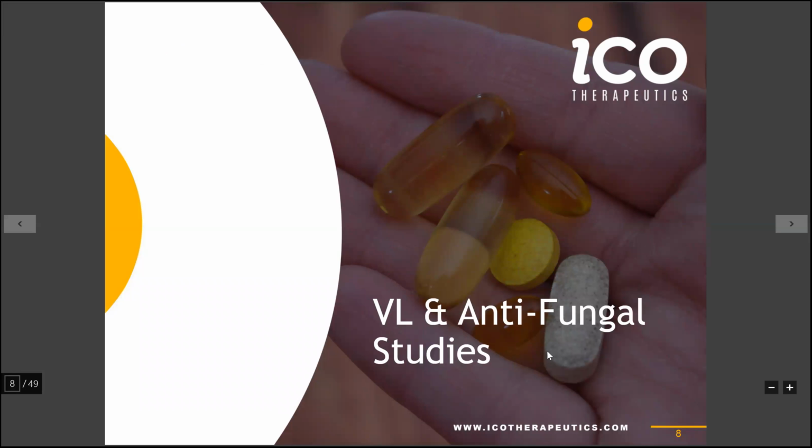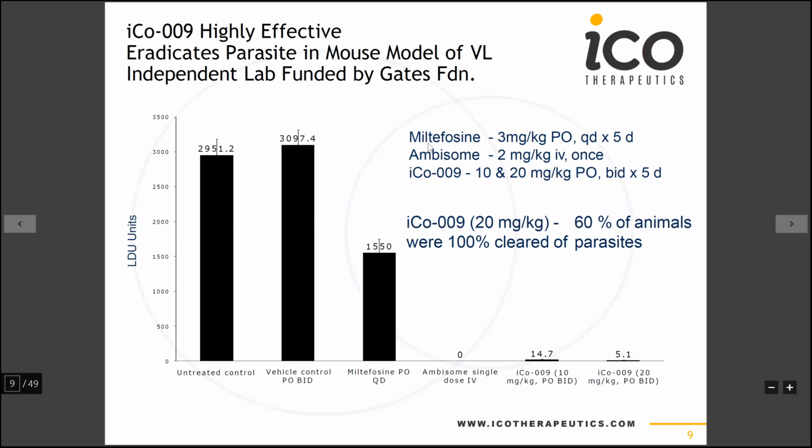So the first set of studies that we did were visceral leishmaniasis studies, as well as antifungal animal studies. And so we developed a formulation, which is a mono and diglyceride reverse micelle formulation. One of the first studies that we did was actually funded by the Bill and Melinda Gates Foundation. And they had a validated VL, visceral leishmaniasis model in mice that they use as a screen to test many drugs. And so we worked with the Gates Foundation through Ohio State University that had this model in place to test our formulation. We got amazing results.